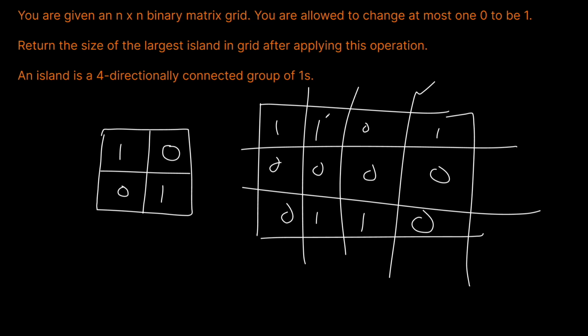Let me just change my color. So this is going to be an island, this is going to be an island, and this is going to be an island. What we want to do when we go through our first iteration here is to change all of these ones to whatever the island ID is.